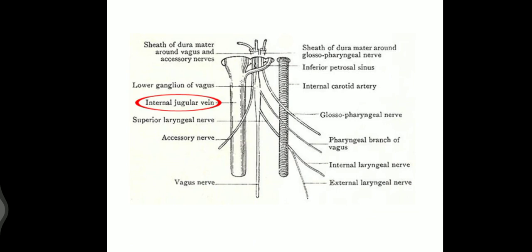So these are the structures at the base of the skull. This one is the internal jugular vein. This one is the internal carotid artery. So these are the nerves passing through this jugular foramen along with the internal jugular vein. There are many structures.